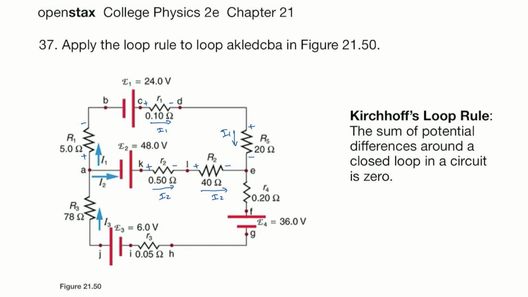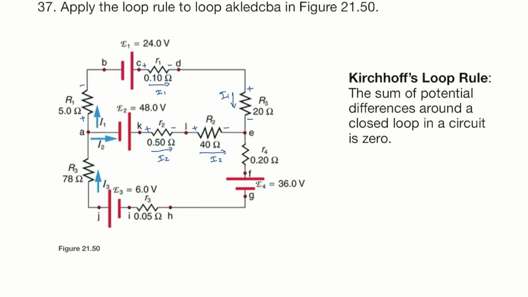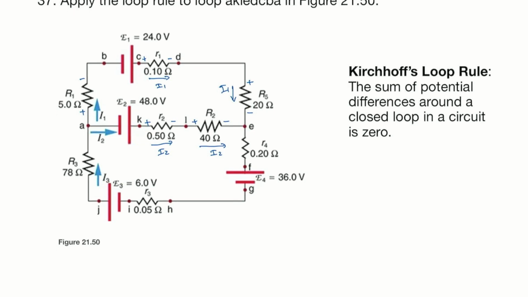Okay, so now we are ready to traverse the given loop. We need to start at A and go left to right, and then over the top counterclockwise. All right, so starting at A and moving to K, we see EMF 2, and we see the long end of it, so that's going to be a positive, so we will write E2. You could also write EMF 2.